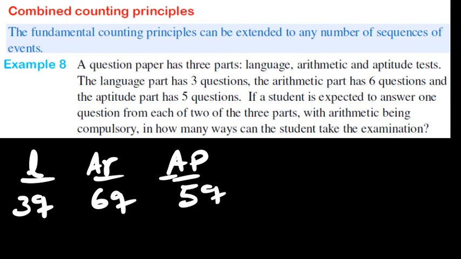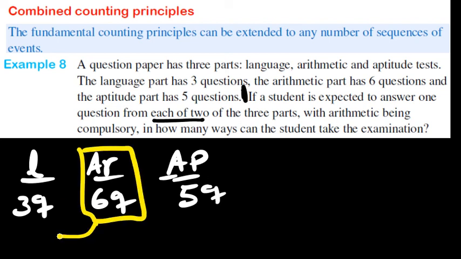But look at the question after this, here is the main point. If a student is expected to answer 1 question from each of 2 of the 3 parts, with arithmetic being compulsory, means arithmetic is a must. So you can combine arithmetic with language. This is one way. The other way is arithmetic with aptitude. So when you combine arithmetic with aptitude, they are going together.